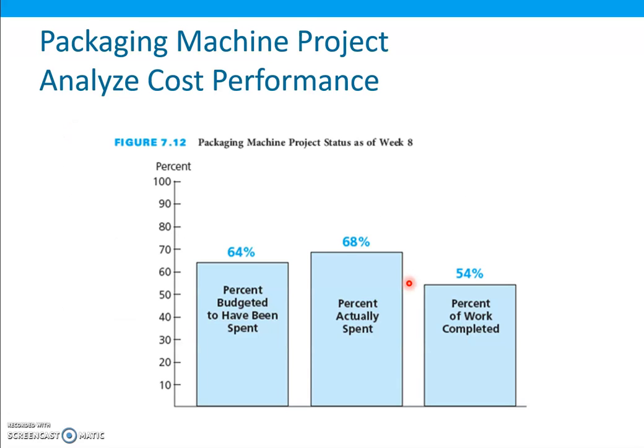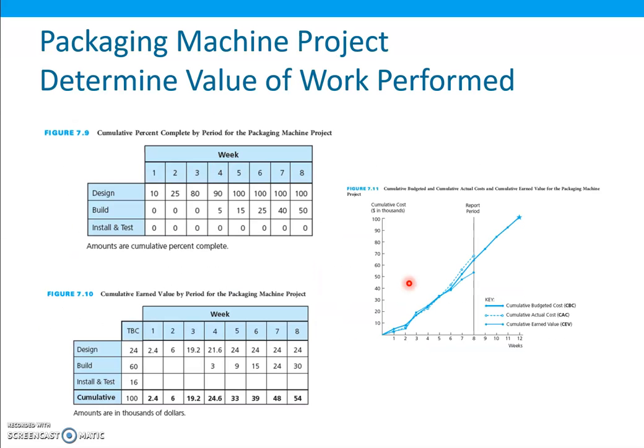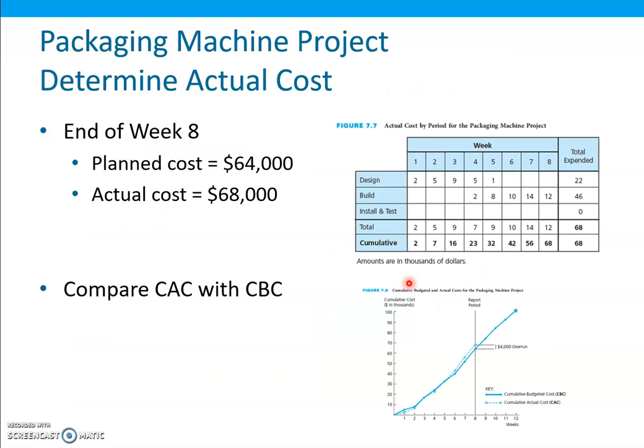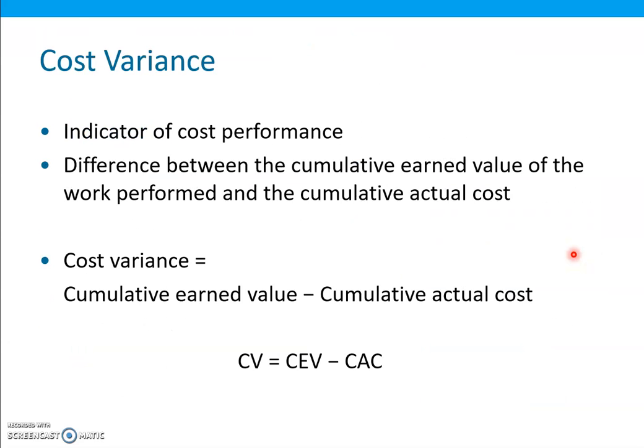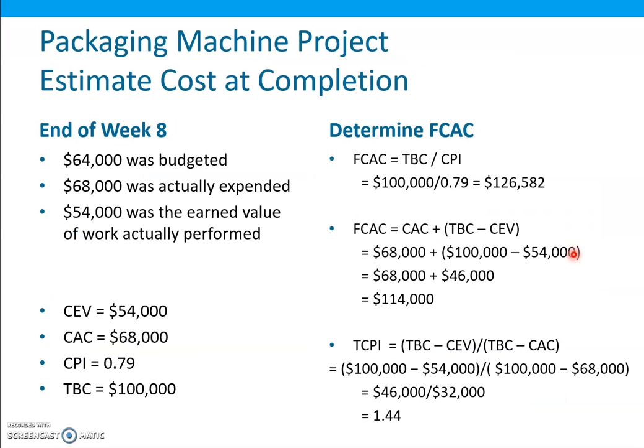As we can see over here, cumulative actual cost was $68,000, and total budgeted cost was $100,000, and the cumulative earned value was $46,000.